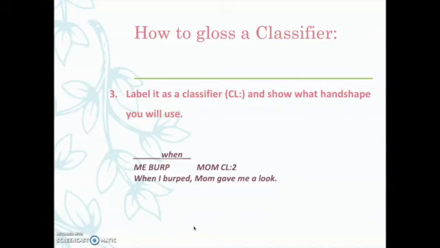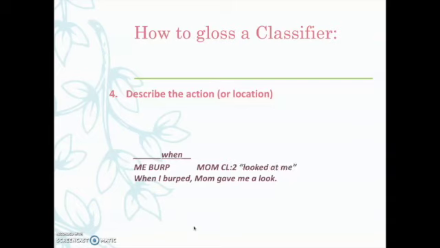First step, establish what it is. Second, choose the correct hand shape. But when you gloss, there's one more step in that when you choose the correct hand shape, and that's label it as a classifier. So that's what the CL goes with there. All right, now we're going to describe the action. So we have mom's eyeballs set up. Now they need to do something, right? So this isn't actually a sign. We're just showing what we're doing, right? We're not telling what happened. We're showing what we're doing.